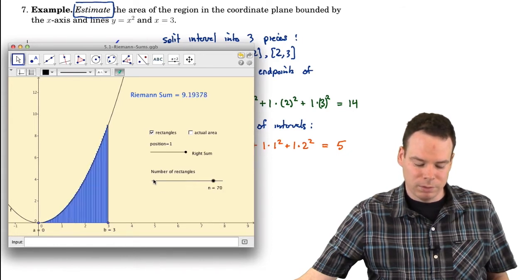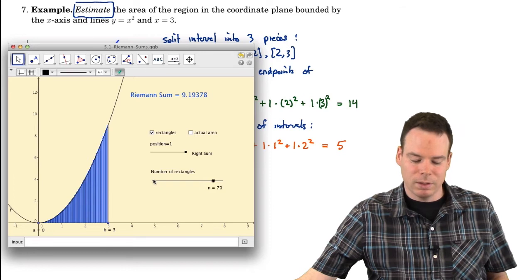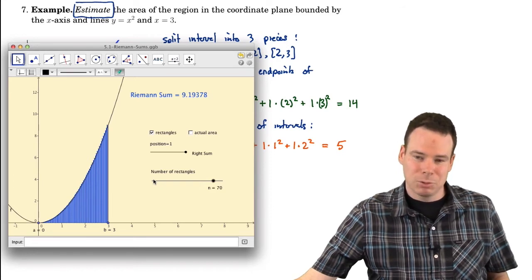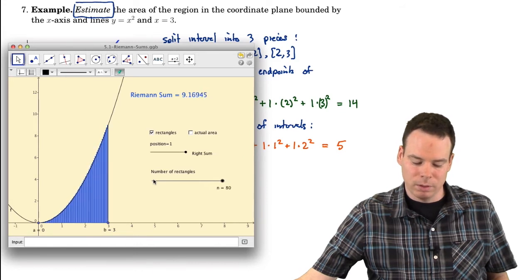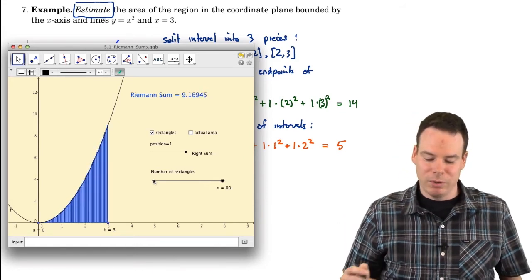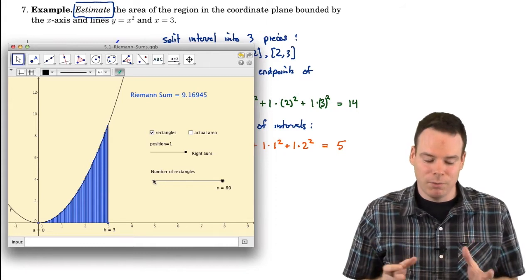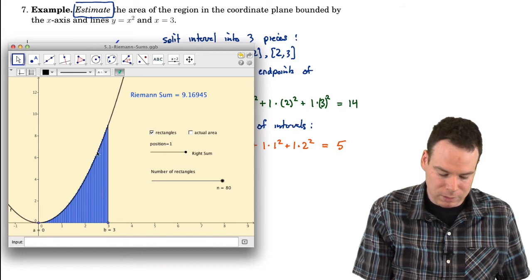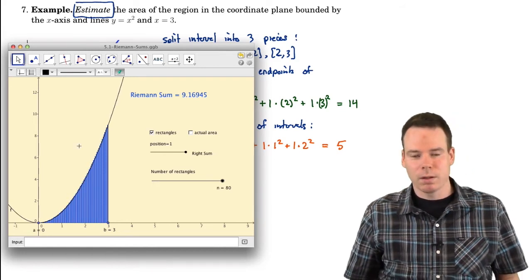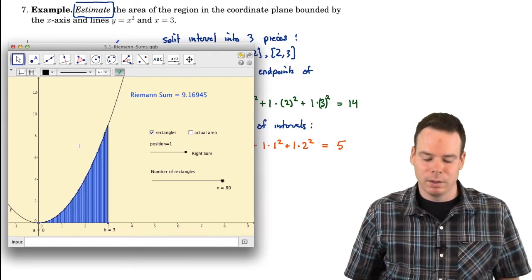I'm all the way up now to 70 rectangles, and I've got that the sum is roughly 9.19. So that means that my actual area is less than 9.19378. And I can go up to 80 and drop that number down even more. I've got 80 rectangles. I know now that I've got a pretty good estimate for the area under the curve. Just looking visually at it, I can see that I'm overestimating because there are these little bumps that are coming up from the sides of the rectangles. But I've got a pretty good estimate.